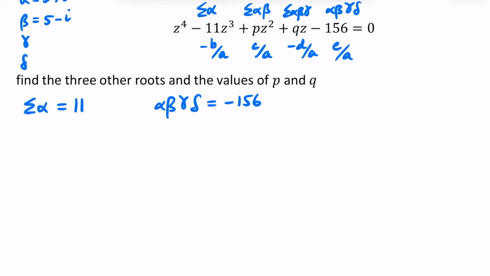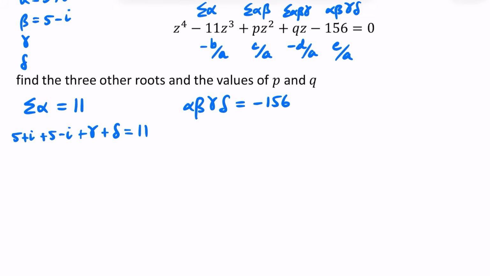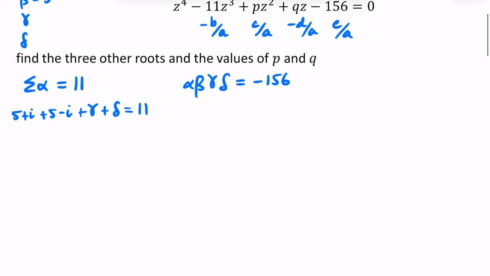So the sum of them is 11. This means that if I do 5 plus i plus 5 minus i plus gamma plus delta, I'm going to get 11. Let's get a little bit of extra space there. You can notice that pretty much all the time, these imaginary parts are going to cancel, so what we get left with is the 5 plus the 5, so 10 plus gamma plus delta is 11, which tells me that these two roots sum together to 11 minus 10, which is 1. We're going to do the same thing with the alpha, beta, gamma, delta over here.